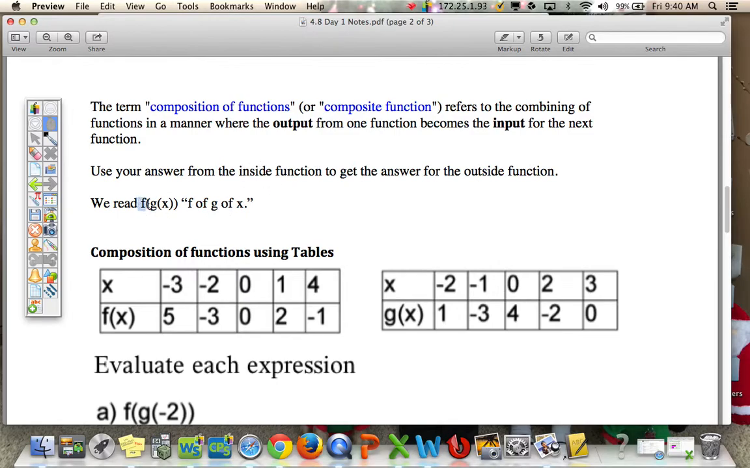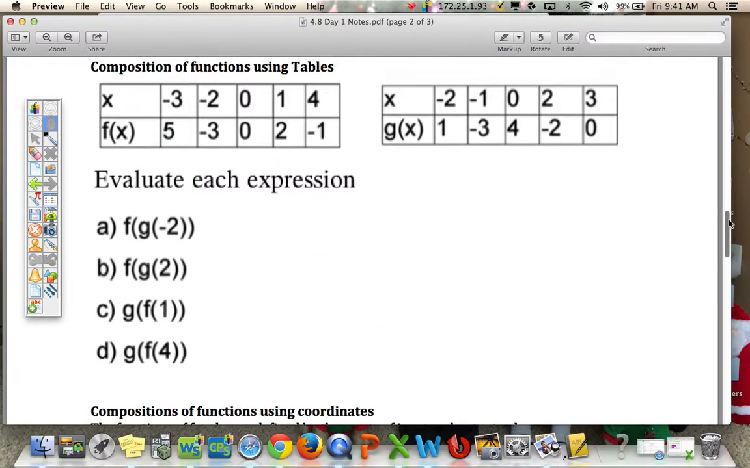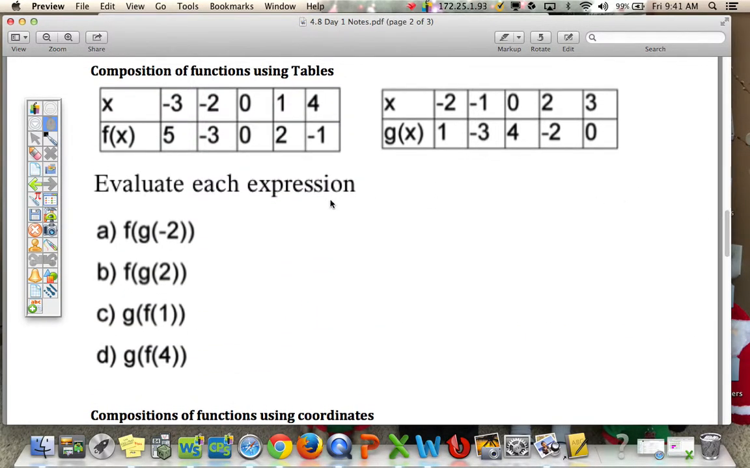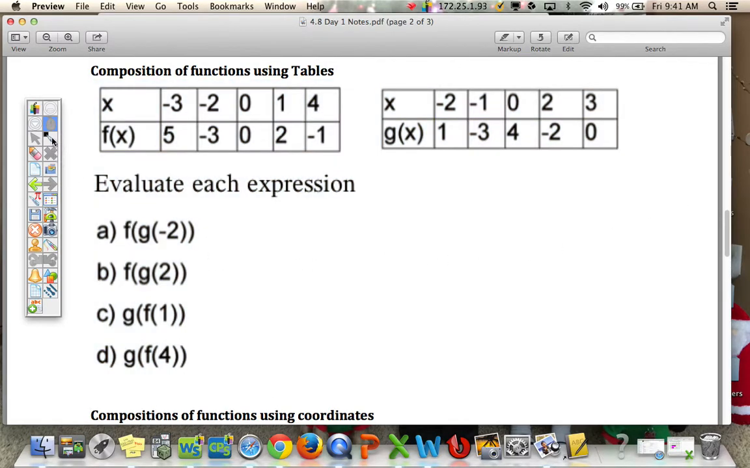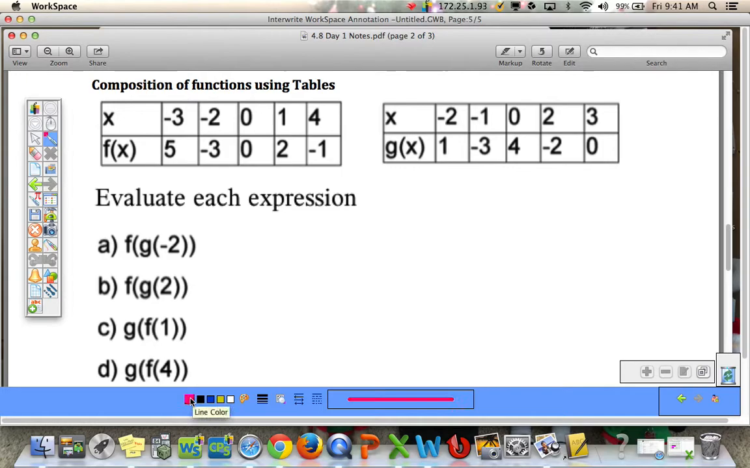And I wrote this notation without defining it, but f of g of x, we did the inside one first and then the outside, and it's read like this, f of g of x. So where you see the parentheses, that's the "of" in f of g of x. All right, so we're going to look at composition of functions in several ways. The first is using a table. So remember, it's using the answer from the inside function to find the answer for the outside function. So let's take a look at this one.